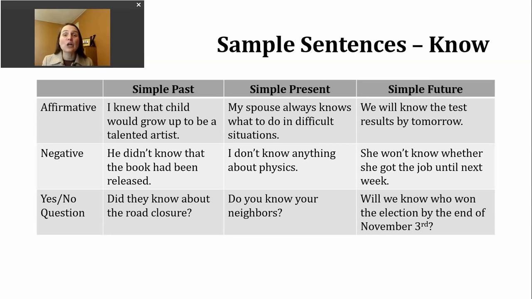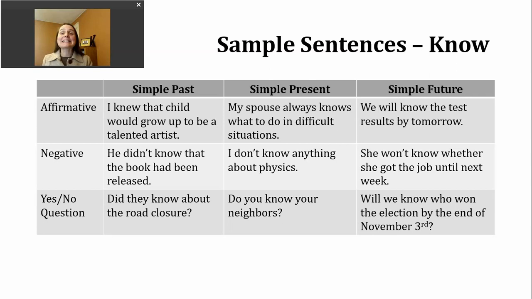So let's take a look at an example sentence. I knew that child would grow up to be a talented artist. So here, if we think back to that first definition through observation, so maybe watching a child paint or take classes, who knows what kind of art this is, but someone may have observed and said, I am confident this person is going to be quite talented as an adult.